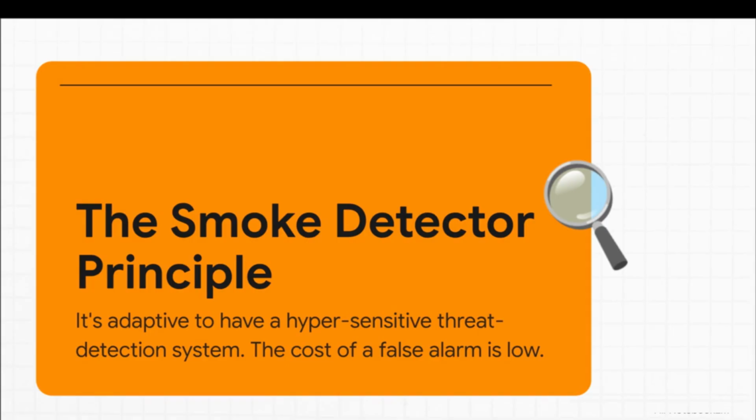And running underneath all of this is what's called the smoke detector principle. Just think about it for a sec. You would much rather have a smoke alarm that goes off when you burn toast than one that fails to go off during a real fire, right? The cost of a false alarm is just annoyance. The cost of a missed threat is death. Our brains are built the same way. They're designed to be a little anxious, to overreact to potential dangers, because that was the safest bet for survival.